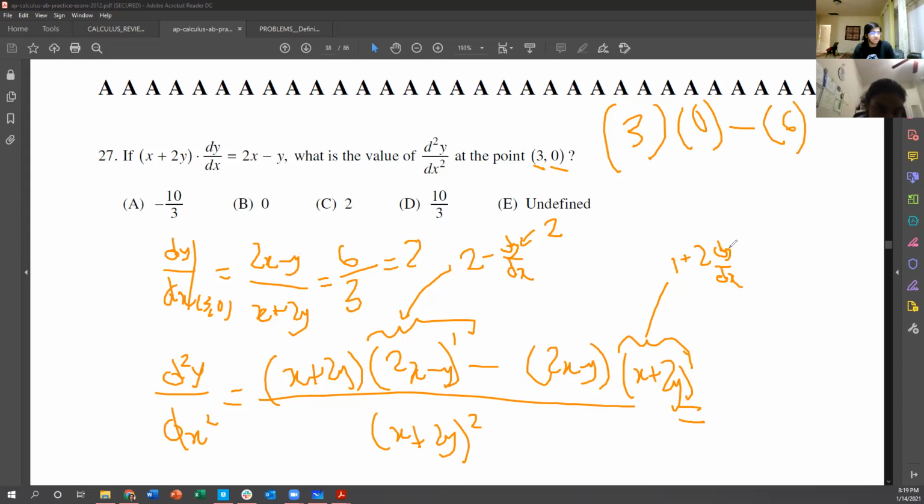1 plus 2 dy/dx. dy/dx is 2, so 2 times 2 is 4, plus 1 is 5, over x plus 2y quantity squared. x is 3, 3 squared is 9. So this is equal to negative 30 over 9, which simplifies to negative 10 over 3.